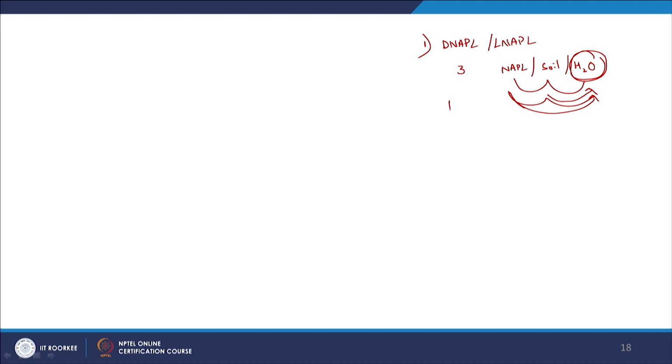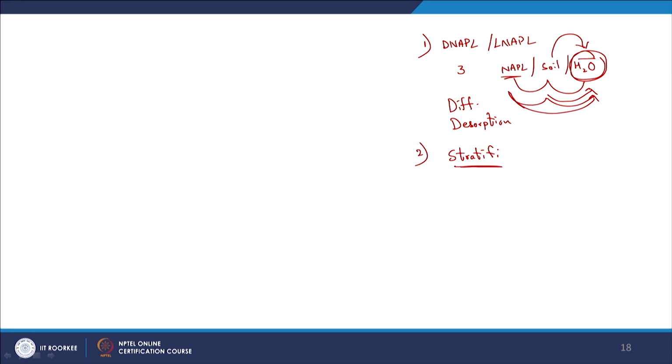So, here it is limited by diffusion from the NAPL into water, or by desorption from soil into H2O, right. Again those are relatively slower processes, right. And I think we also looked at stratification, right.